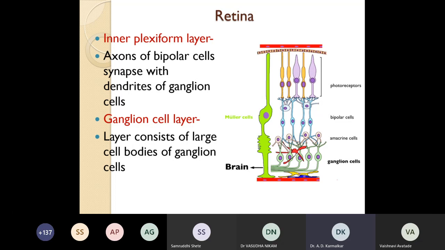The ganglion cells, as I said, are large cells. They have large cell bodies, and these ganglion cells will form the ganglion cell layer.